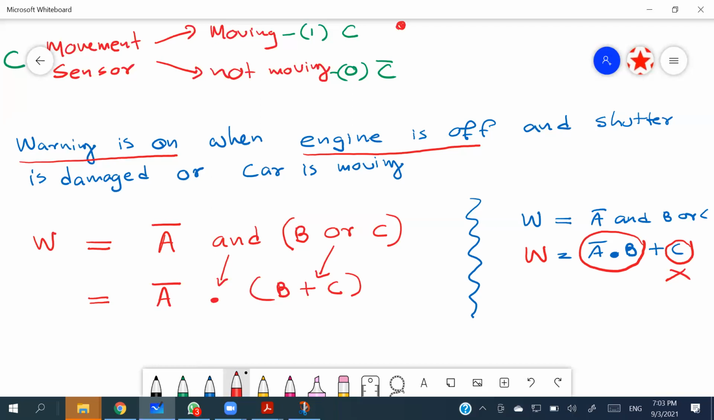But according to this, it doesn't consider the engine position. This only considers whether the car is on the move or not.